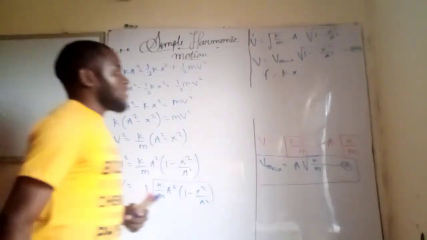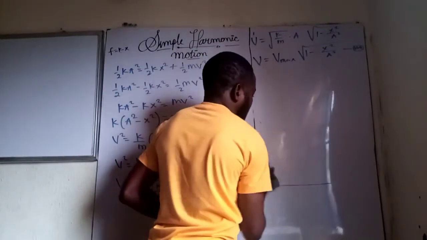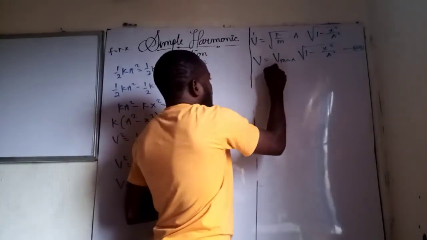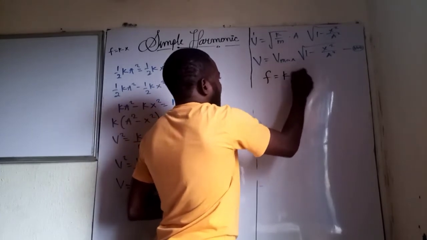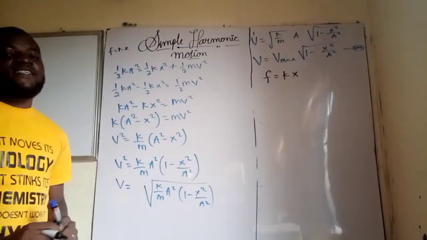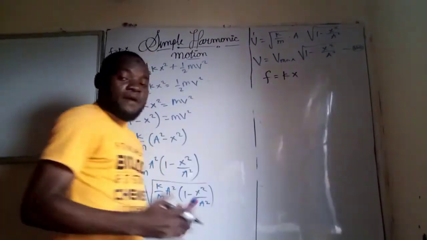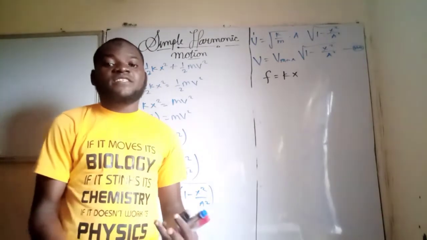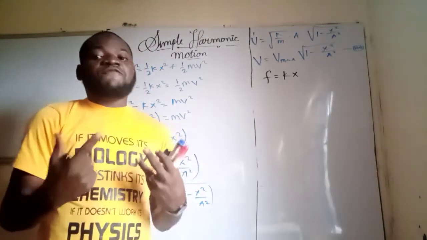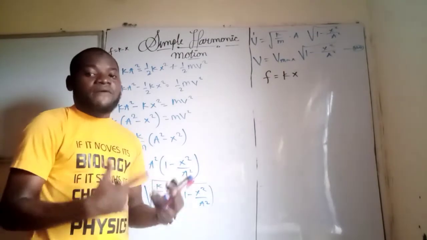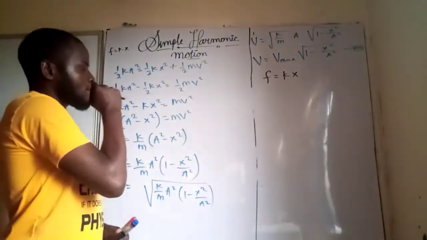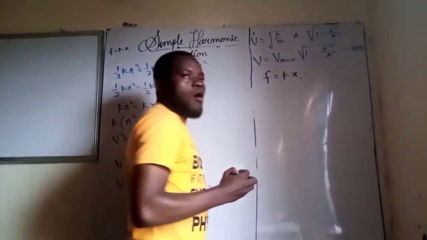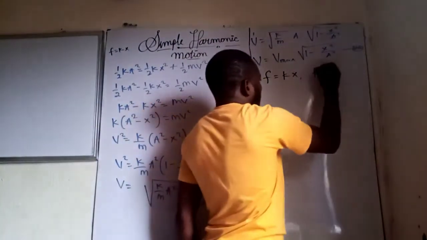Let me make this another color so that we can see it clearly. If I have that the restoring force F is equal to kx, let's forget about the negative sign now. So we are considering this. Remember, the negative sign is just to tell you that it's moving in the opposite direction to the displacement vector. It's not affecting the magnitude, but tells you the direction in which it's facing. Now, if F is equal to kx, we also have from the second law of motion that F is equal to ma.